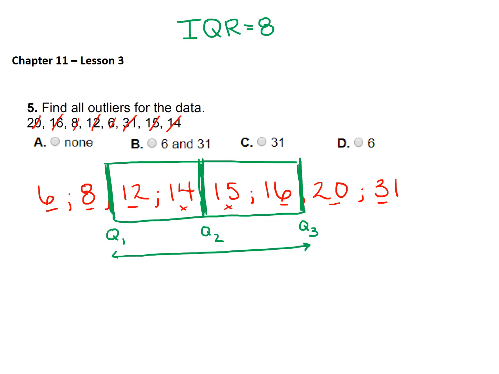Now, to find outliers, you have to be really outside of your data, okay? And you have to be significantly outside of your data. In fact, you have to be 1.5 times further than the interquartile range. So what we do is we take the interquartile range and multiply that by 1.5.